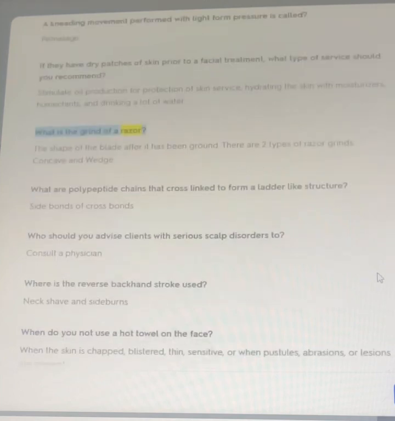What is the grind of a razor? The shape of the blade after it has been ground. There are 2 types of razor grinds, concave and wedge. What are polypeptide chains that are cross-linked to form a ladder-like structure? Side bonds or cross bonds.